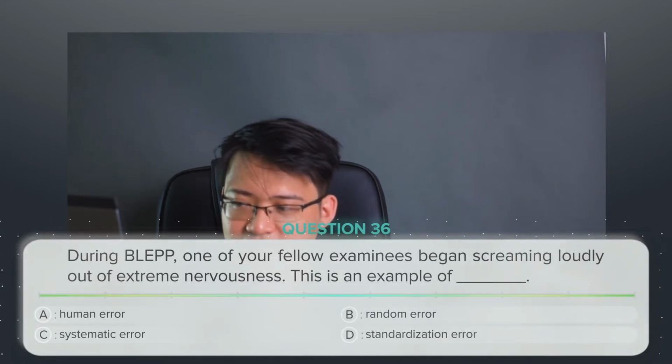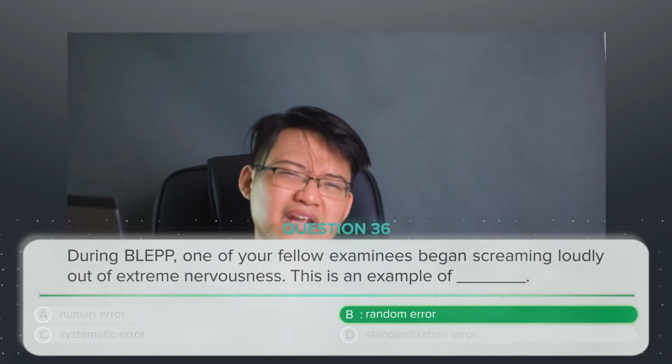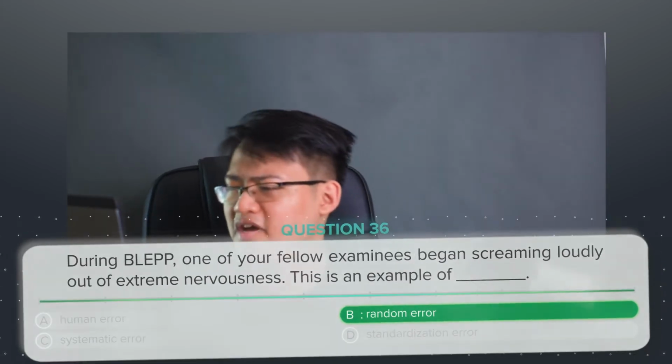The correct answer is letter B. Random error. So, parang human error naman siya, no? Kasi parang it's caused by a human being. Why is that human error? Well, wala kasing ganyang term. Wala rin standardization error. Meron lang tayong random error and systematic error. What do we mean by that?